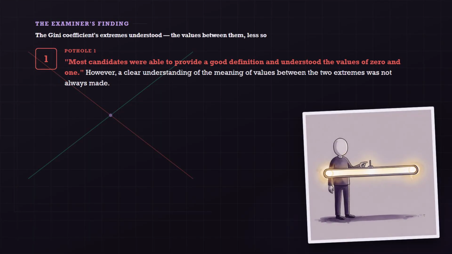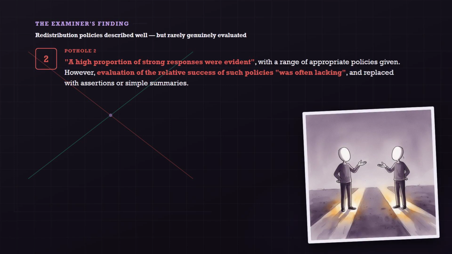Here's a documented finding on the Gini coefficient. Most candidates were able to provide a good definition and understood the values of 0 and 1. However, a clear understanding of the meaning of values between the 2 extremes was not always made. Here's a second finding on evaluating redistribution policies. A high proportion of strong responses were evident, with candidates providing a range of appropriate policies. However, evaluation of the relative success of such policies was often lacking and replaced with assertions or simple summaries of what had already been discussed.